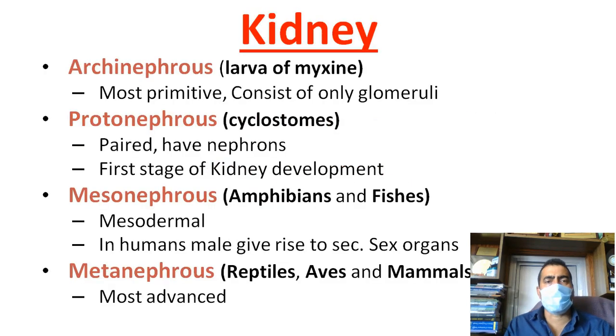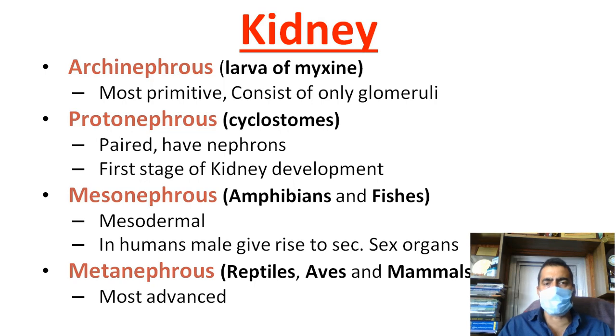There are different types of kidneys on the basis of their structure, their functions, and their development. For example, in the larva of myxine, that is hagfish, they contain the archinephros kidney. This is a very primitive type of kidney, and it contains only glomeruli. Whereas another kidney, the protonephros, is a little bit more developed, and this is the example of cyclostomes.